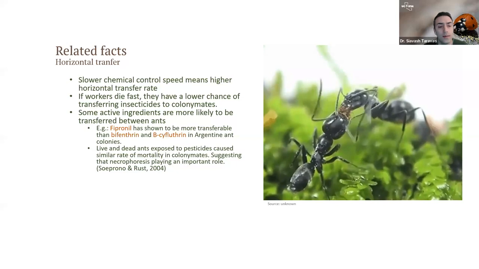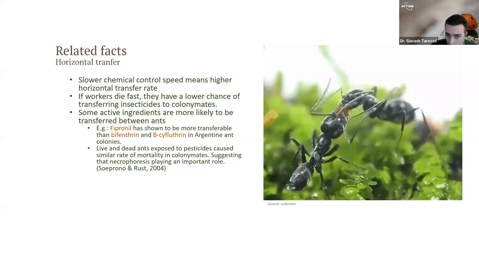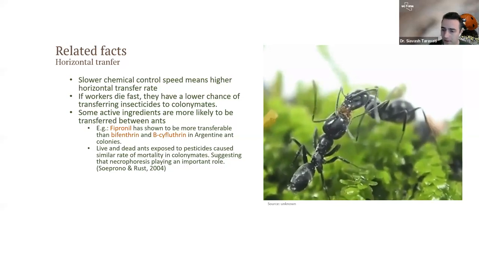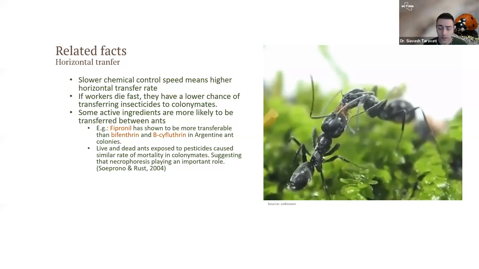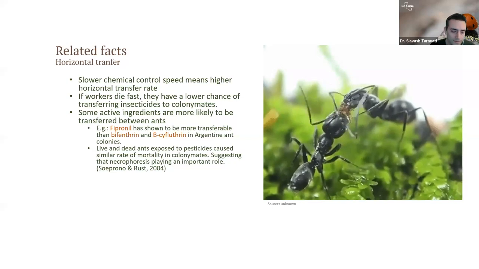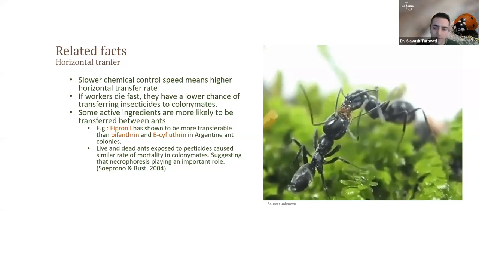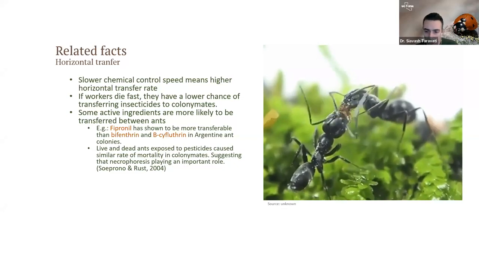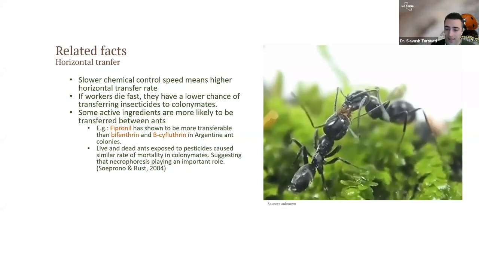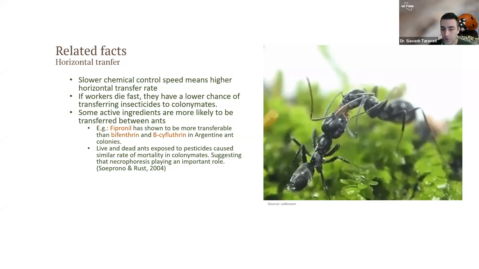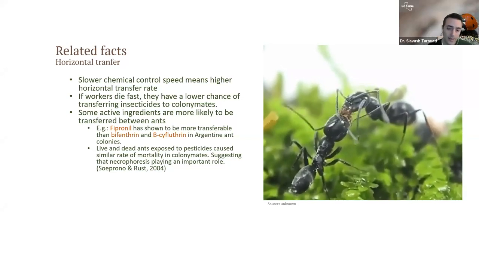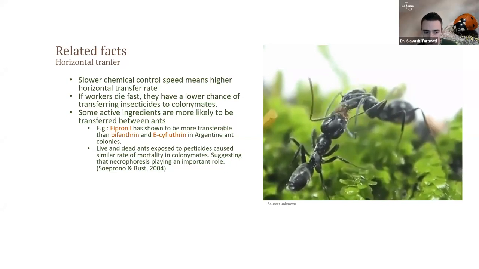Slower chemical control means there's a higher chance of horizontal transfer. If you kill your ants very quickly, you're not giving them the chance to maximize their contact with colony members or their food exchange with other members of the colony. But when you use a slow-acting product, you're giving them the chance to do that.